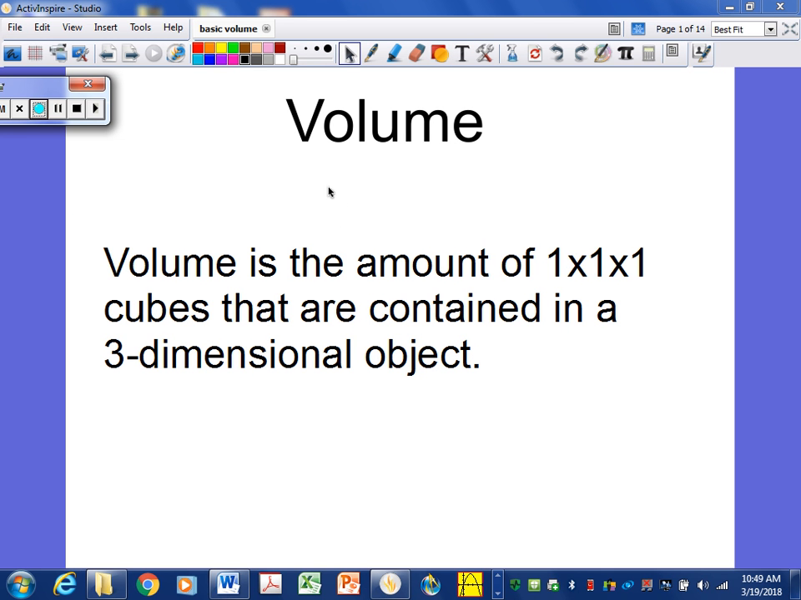Okay, so volume is, like it says, the amount of 1 by 1 by 1 cubes. So this is a 1 by 1 by 1 cube that can fill up the space of an object.